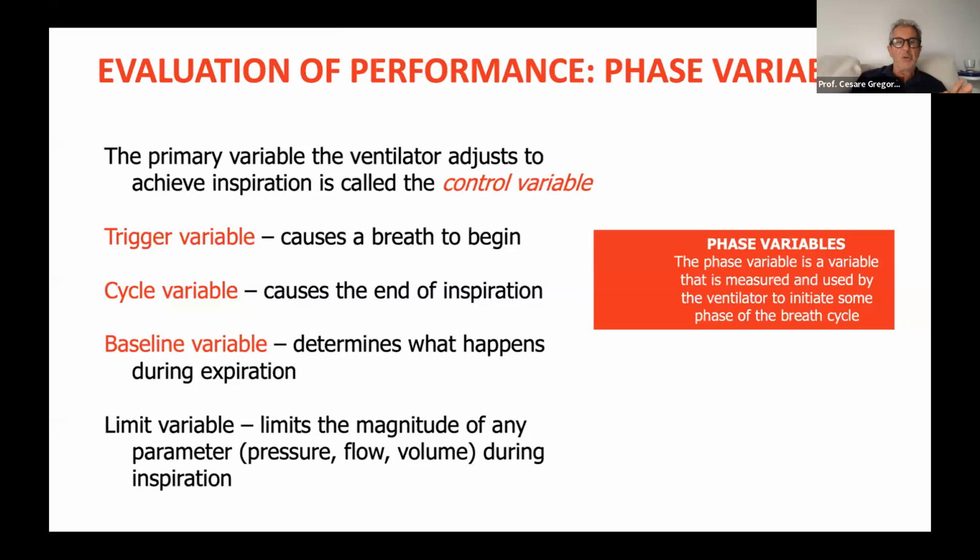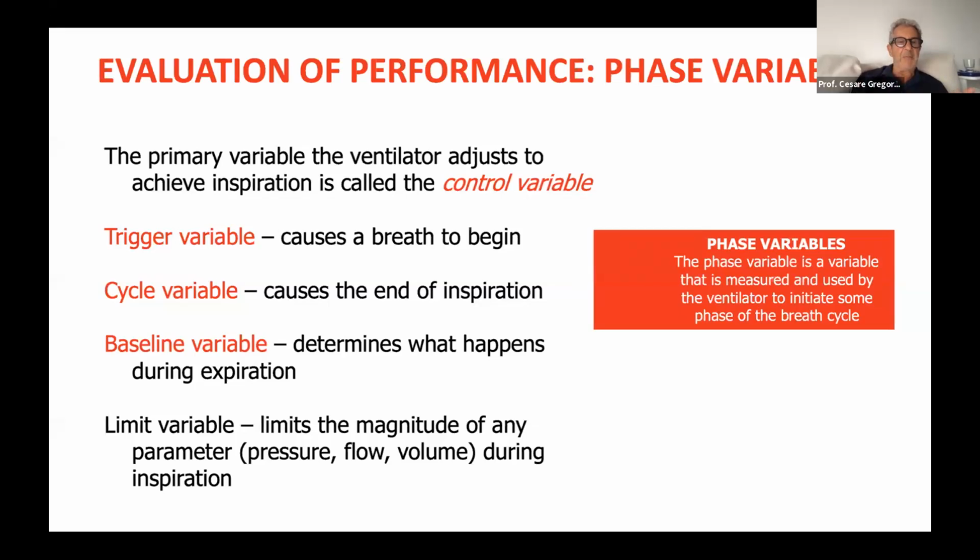In order to evaluate the performance of a ventilator, we have to talk about phase variables. The phase variable is a variable that is measured and used by the ventilator to initiate some phase of the breath cycle. The primary variable the ventilator adjusts to achieve inspiration is called the control variable, namely volume control or pressure control.